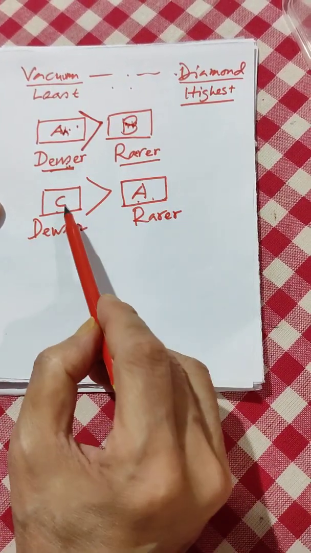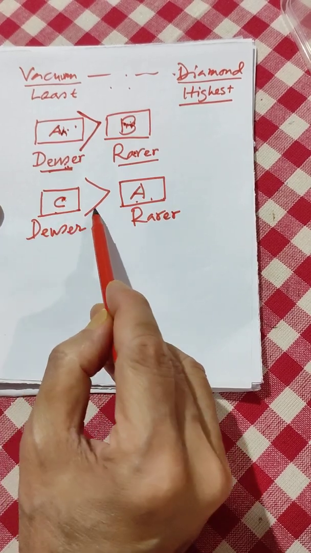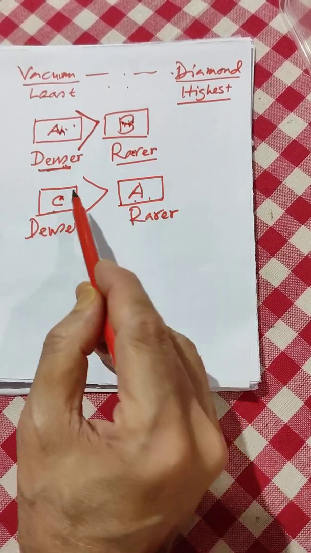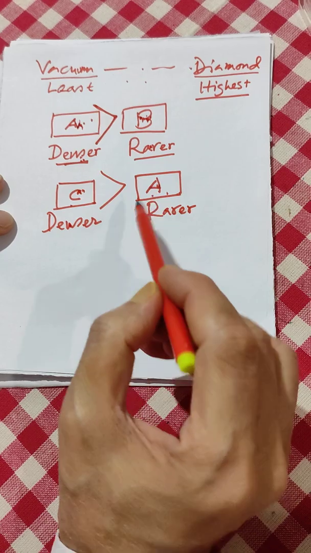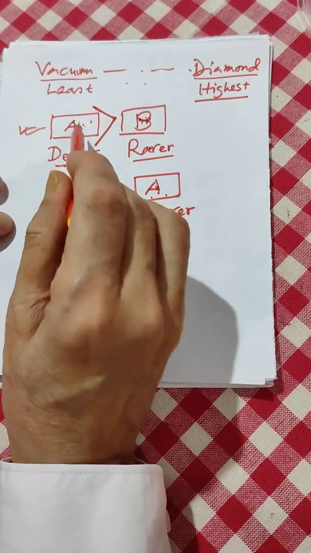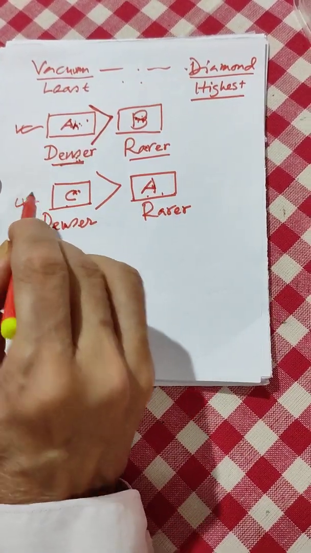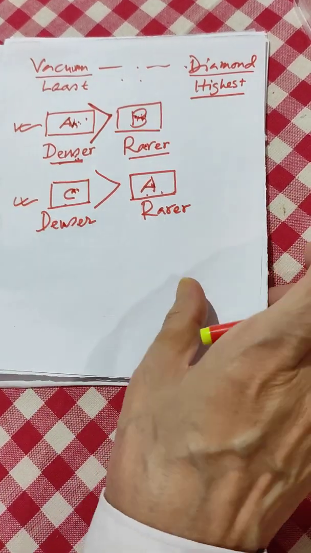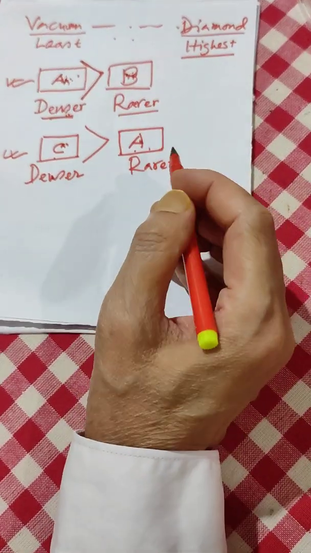But in this case, optical density of another medium C is greater than optical density of A. Therefore, C is denser, A is rarer. Now, in this comparison, A is denser, but in this comparison, A is rarer. You followed?